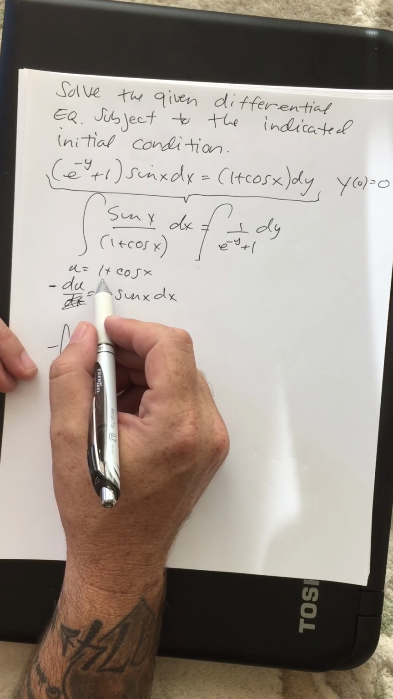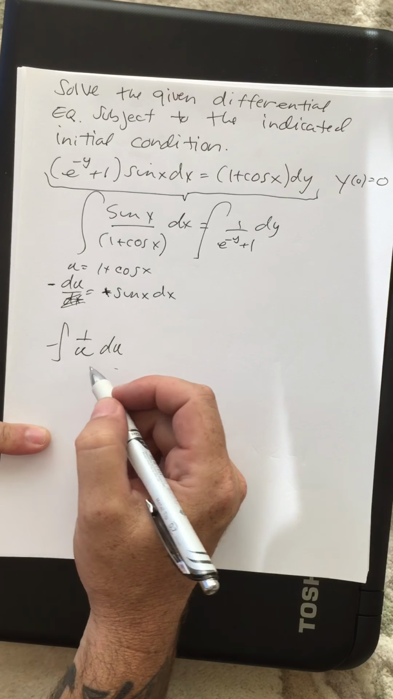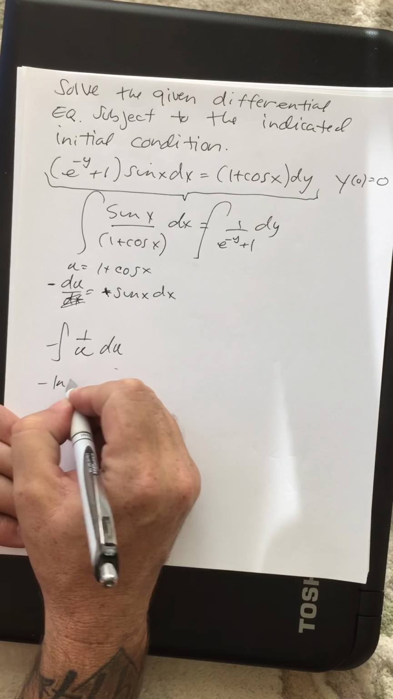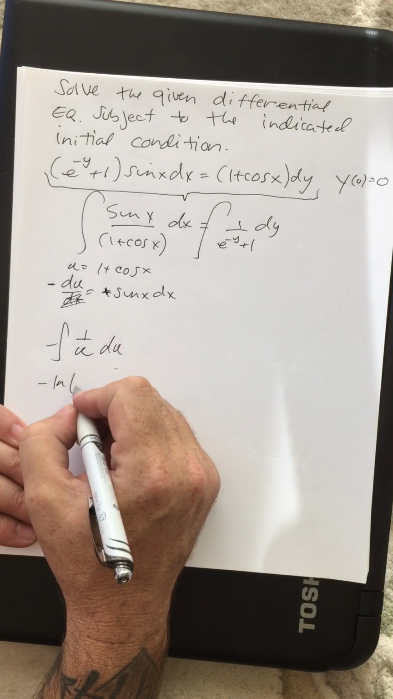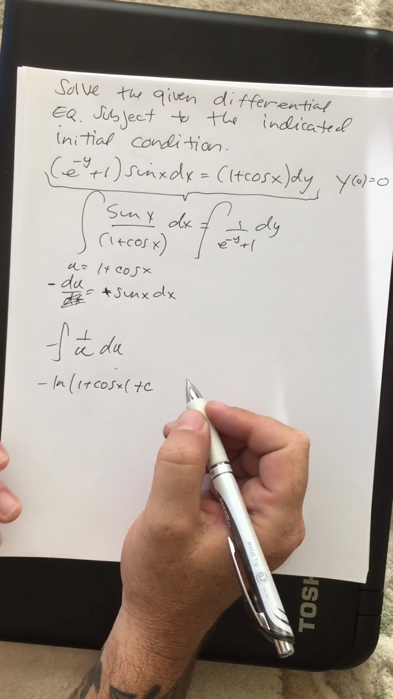And then we got u equals 1 plus cosine x. We could just do this. 1 over u. And what's this? This is going to be equal to negative log u, which is what? 1 plus cosine x. Then you could do like a plus c. Right?